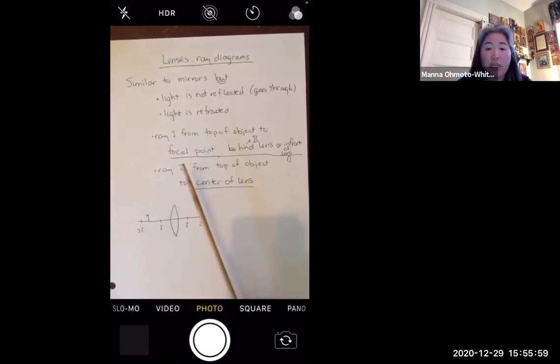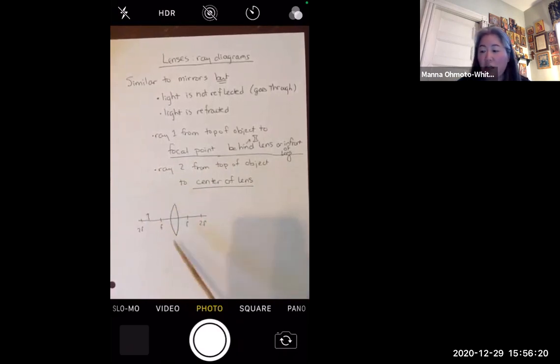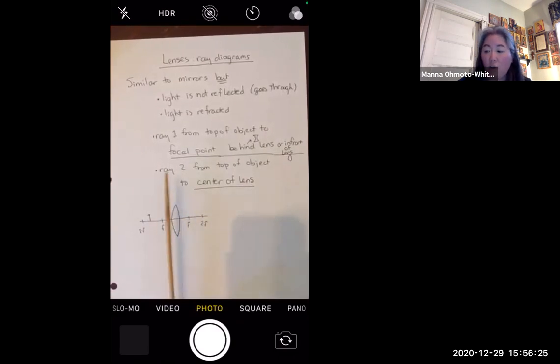So we still have two rays, and they both come from the top of the object. But this time it has to pass through the lens. So the first ray is going to come from the top of the object and pass to the focal point, either this one or that one. And then the second one, which is common, is just going to go from the top of the object to the center of the lens. And the center of the lens is where the vertical part of this lens intersects with my principal axis.